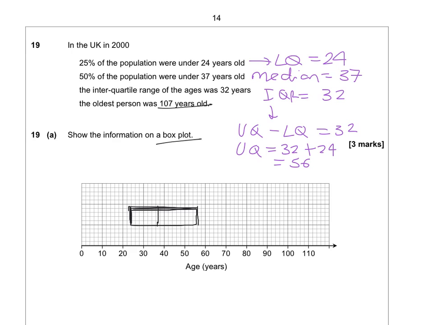The oldest person was 107 years old, so we can add that to our diagram as a whisker at 107. And we haven't been given any information about the youngest person, but we'll take the low whisker down to 0. Then join these up neatly using a ruler to create our box and whisker plot.